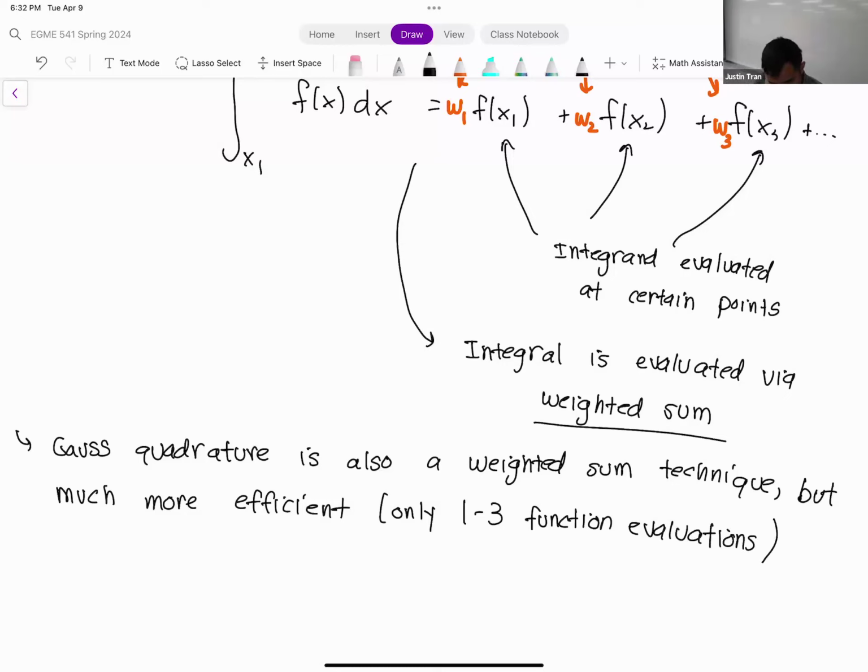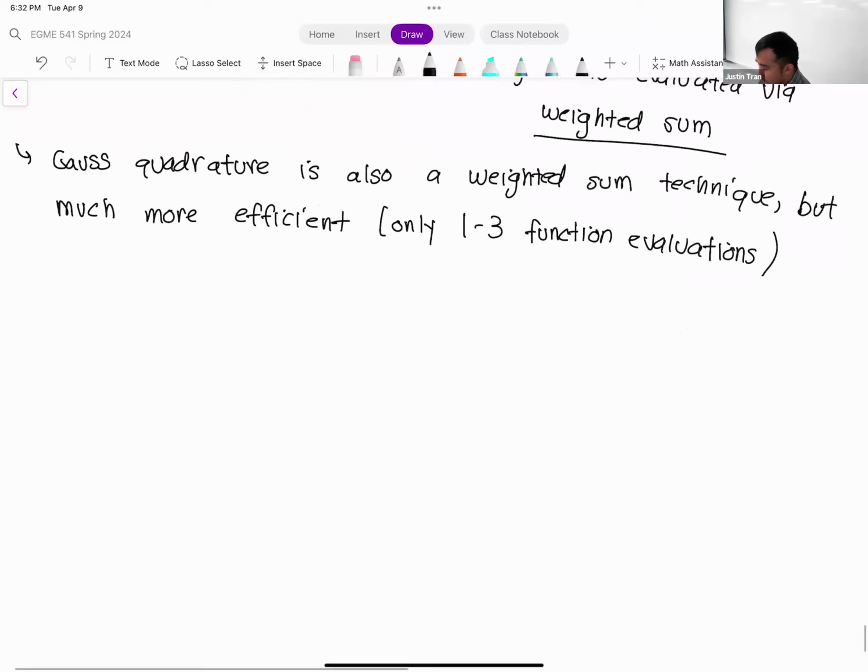Okay. All right, so here's how it works. The base form of Gauss quadrature only works when your integration bounds are between -1 and 1.